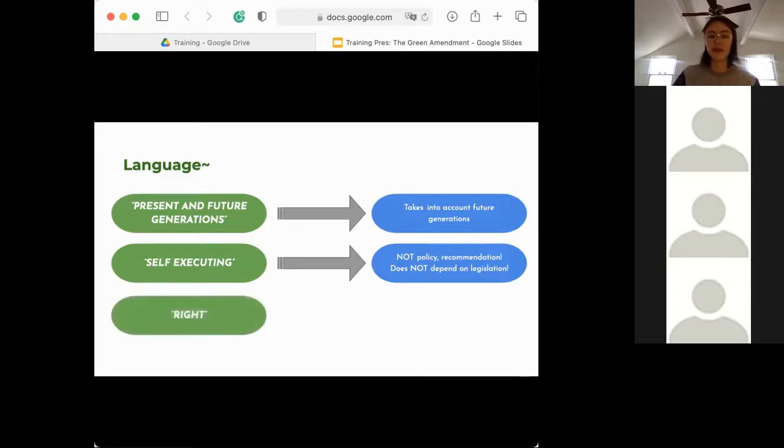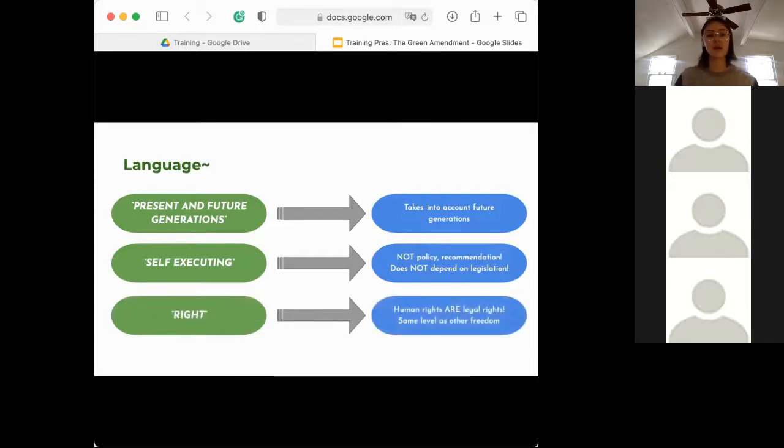And then, of course, rights. And the word right and its placement in the Bill of Rights is what solves that problem that human rights are not legal rights. It makes our human rights legal rights that can be used as legal tools and considered in a legal sphere and are on the same level as all the other indefeasible rights that we have in the Bill of Rights. None of these things can be sacrificed.